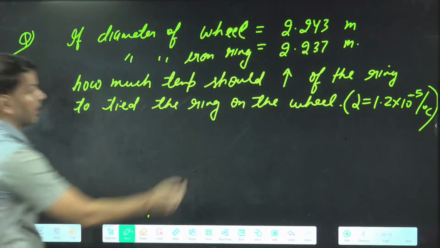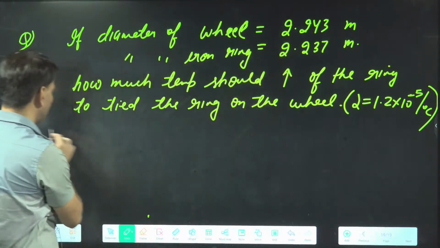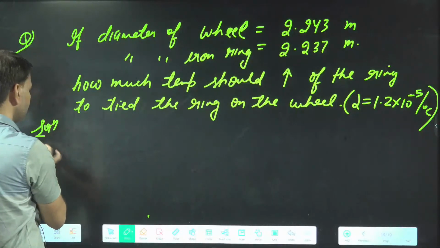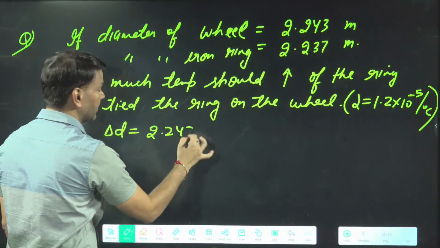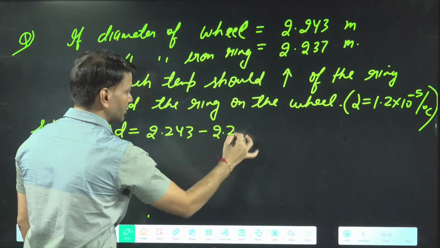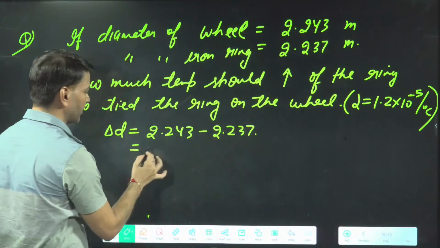So how much diameter do we have to change? So delta D, we can say, delta D is equal to what? 2.243 minus 2.237. Then what will you get? 0.006.